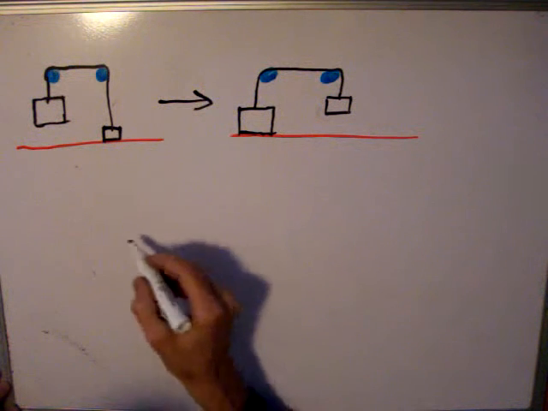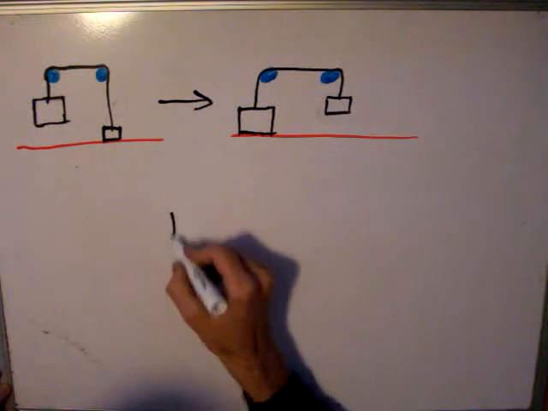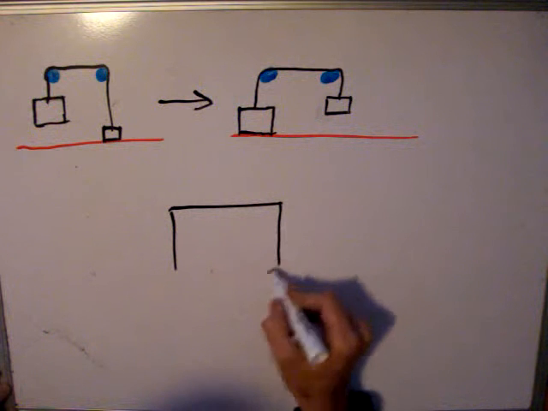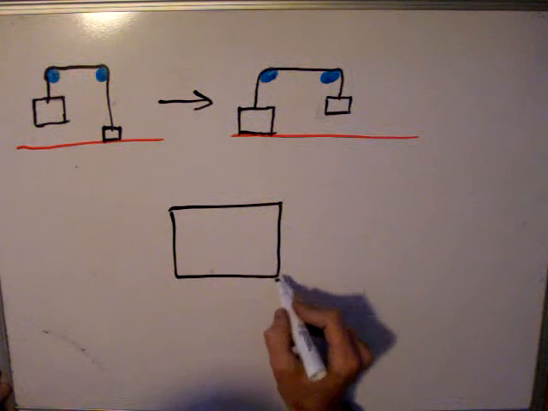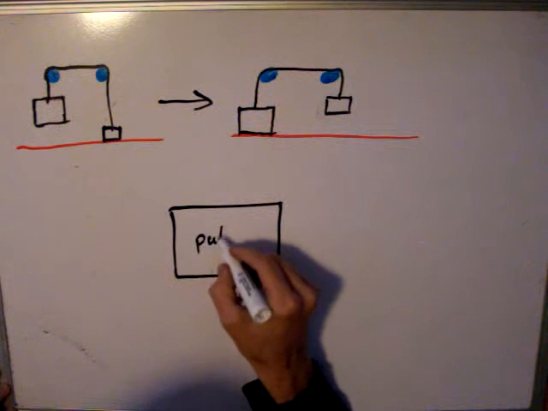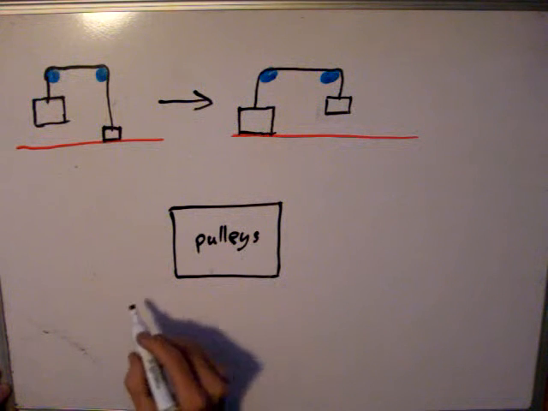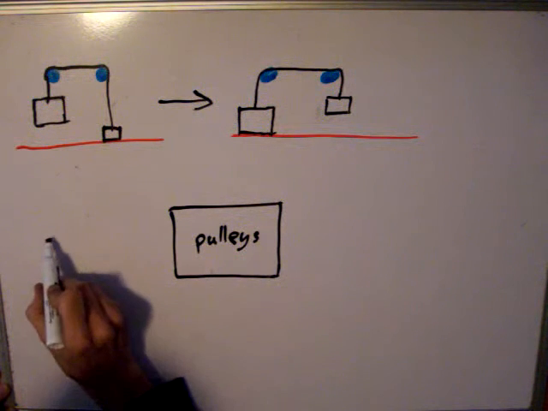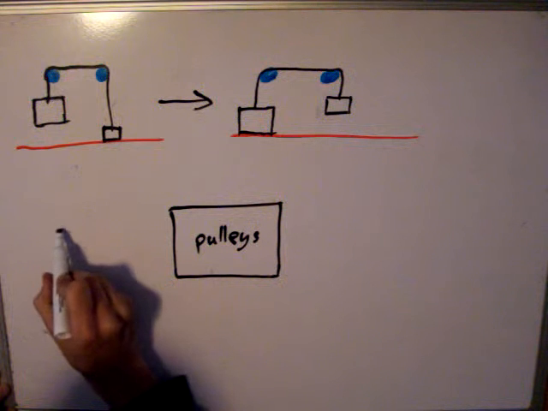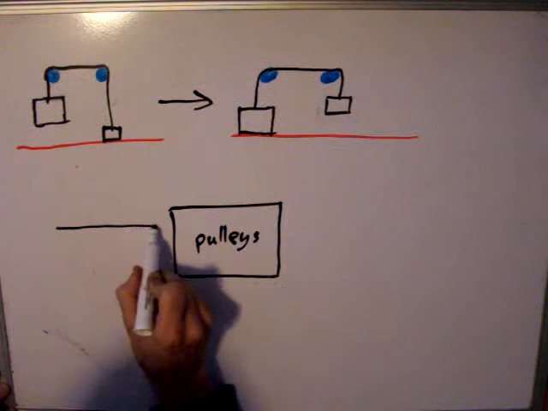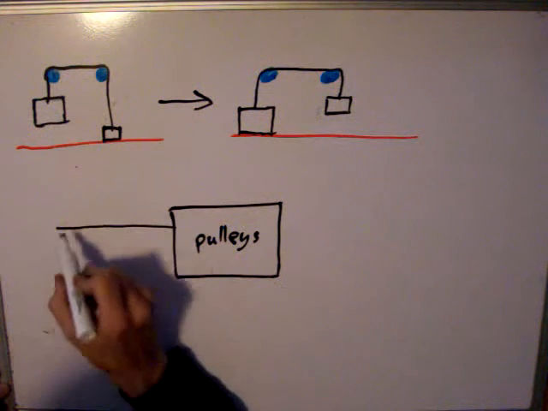Now, how do I draw an energy diagram for this? Well, what am I going to put in here? The pulleys are sort of what do the trick here. So let's put in, like we did before, the heavy mass.